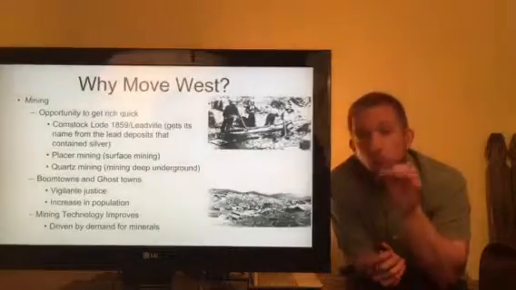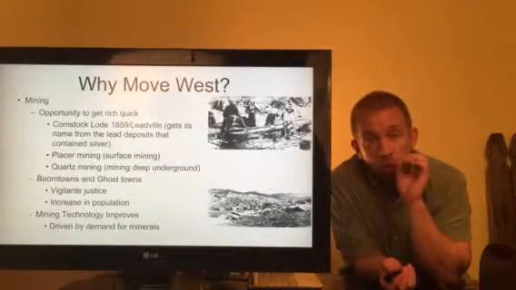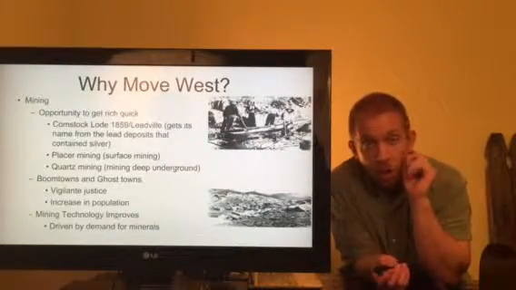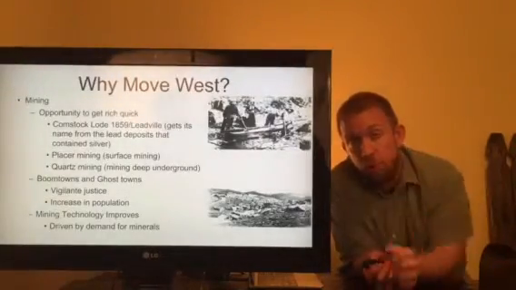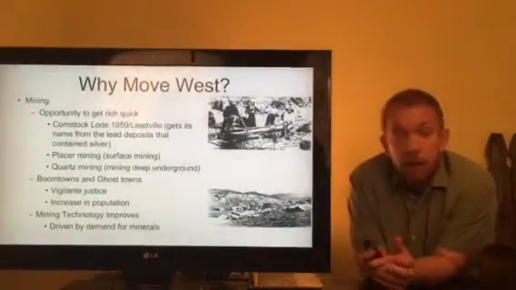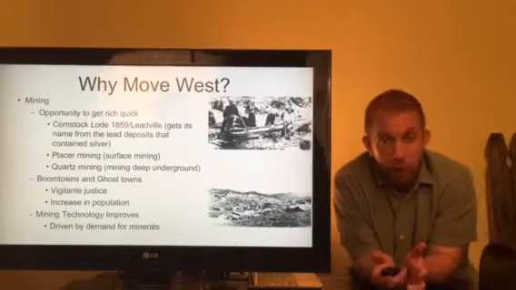All right, the first reason to move west. We're going to go through these in order. We're going to start with mining. After that, we're going to talk about ranching and farming, which we'll get to tomorrow. Mining, again, opportunity to get rich quick.